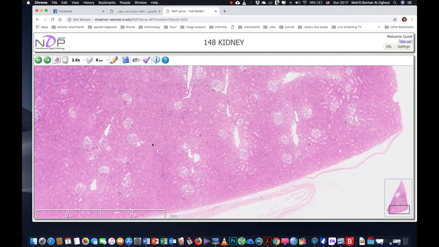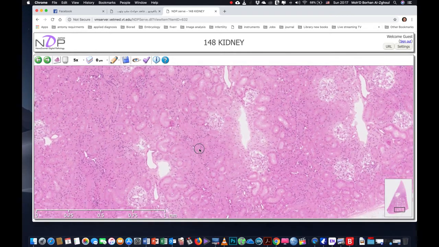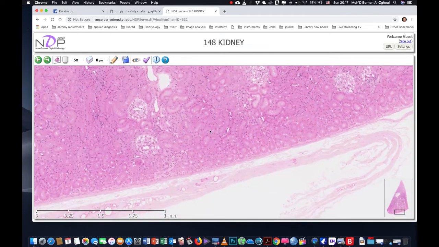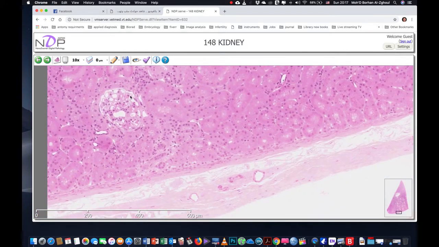If we increase the magnification again, this is the area of the glomerulus. This is the area of the parietal wall of the Bowman's capsule. And as I said in the lecture, this space here, we call the Bowman's space or the urinary space. I want to increase the magnification so we can see this area here.